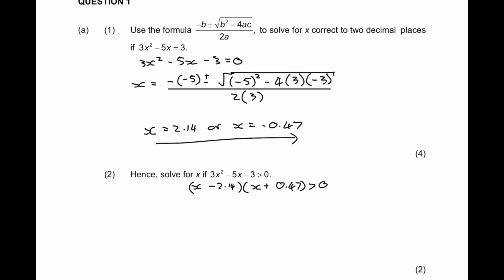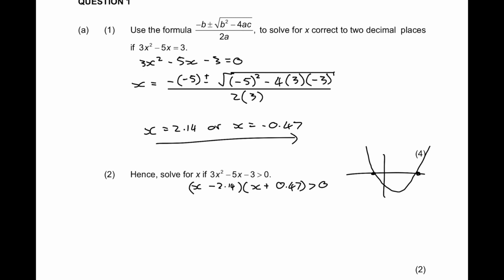Okay, so what this allows us to do by writing it in this form is it just makes it clearer, because we know that this graph has an intercept at negative 0.47 and 2.14. We also know that it's a minimum value parabola because the coefficient of x squared is positive. So it must then look something like this.